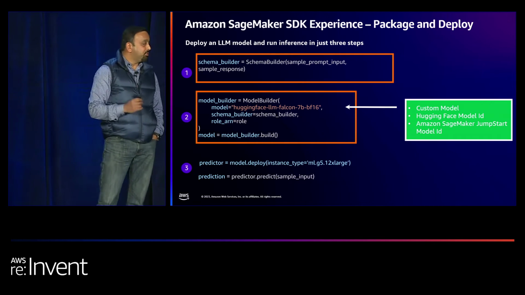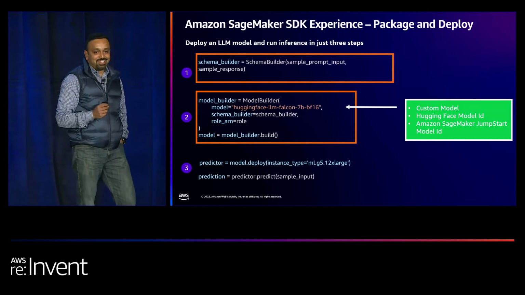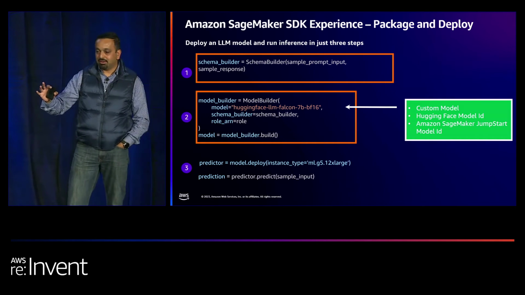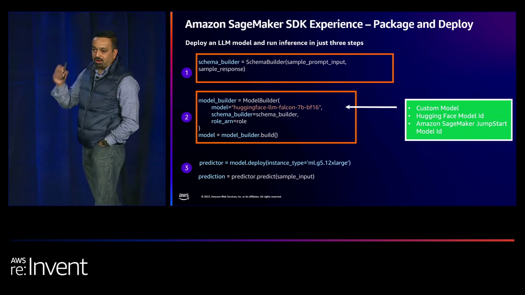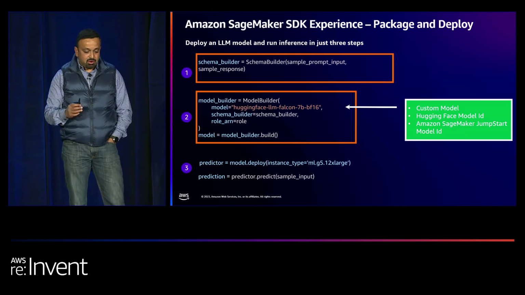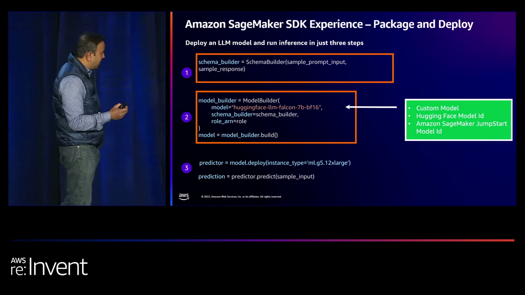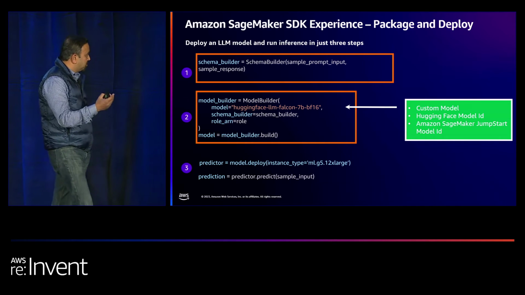We also provide you an option to just pass the Hugging Face model ID. Let's say if you're browsing Hugging Face Hub, you know a model that you want to test, you could just copy that model ID and pass it here. Or you could also use a SageMaker JumpStart model ID here. And then you pass the schema builder, the role.